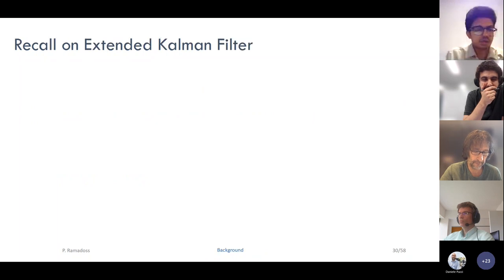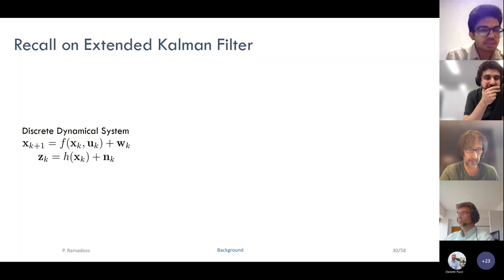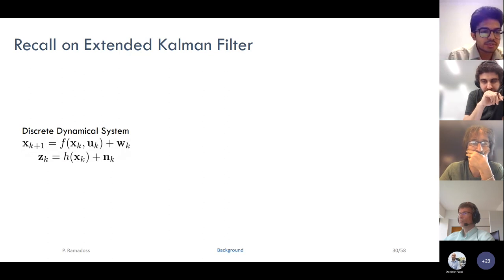I want to recall the extended Kalman filter theory. Here, we begin with a discrete dynamical system, where system dynamics F is used to predict the state at time instant k plus one, given the current state and control input vector U. This can be assumed to be affected by additive white Gaussian noise W. We have vector measurements Z, which can be expressed using a measurement model H as a function of state and is assumed to be affected by additive white Gaussian noise N.